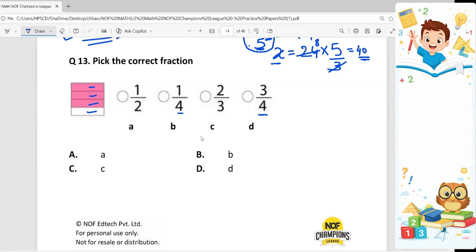Okay. So now let's see what it is. 3 are the shaded portion. So this 3 is the shaded portion. So this is the correct one. Option D is the correct one.